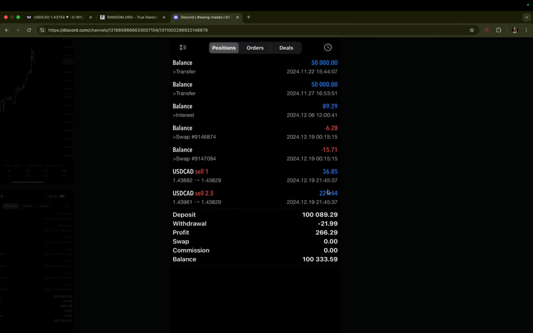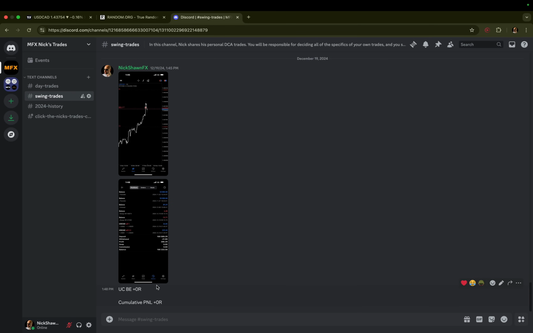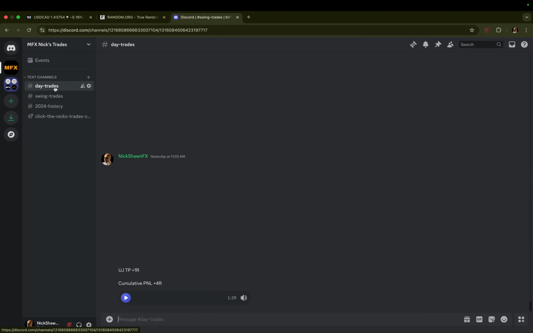So it was actually a little bit of a profit, but again, this is risking $4,500 to close it in like a $266 profit. That's not a profitable trade. That's just a break-even trade. It just happened to be a little bit of profit. So that was the swing trade. So this is pretty cool.